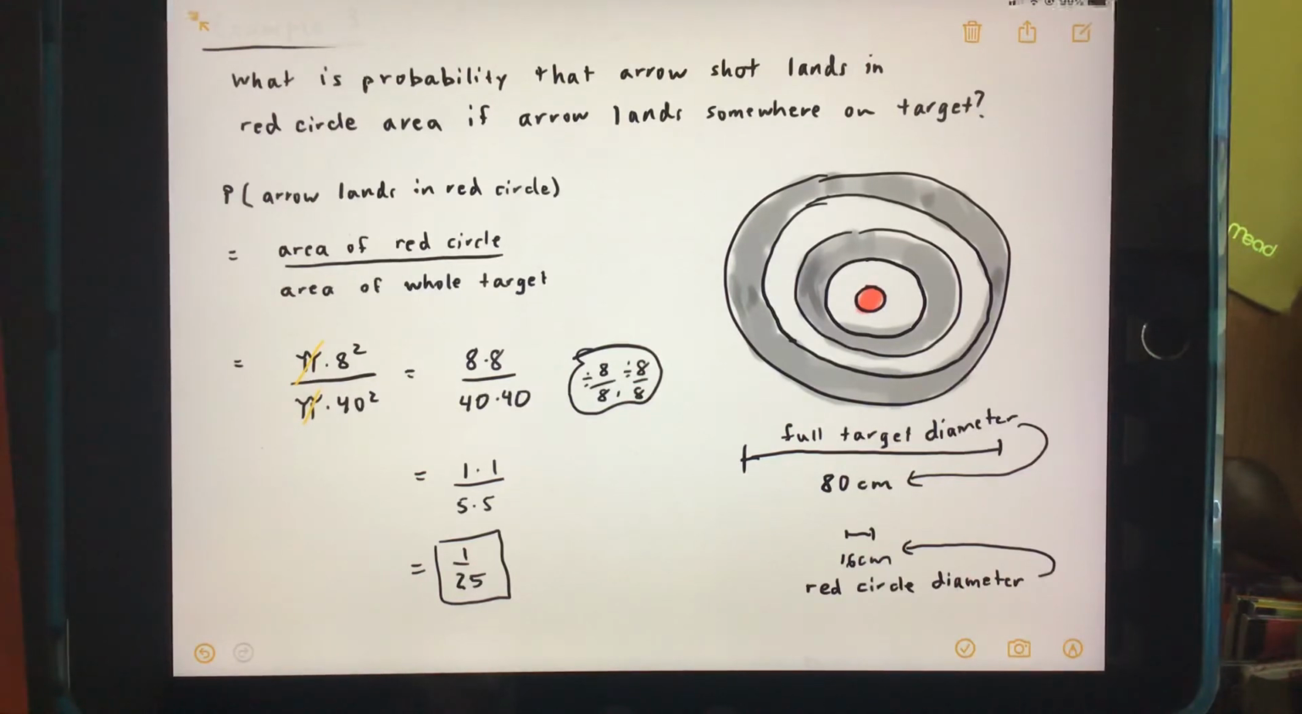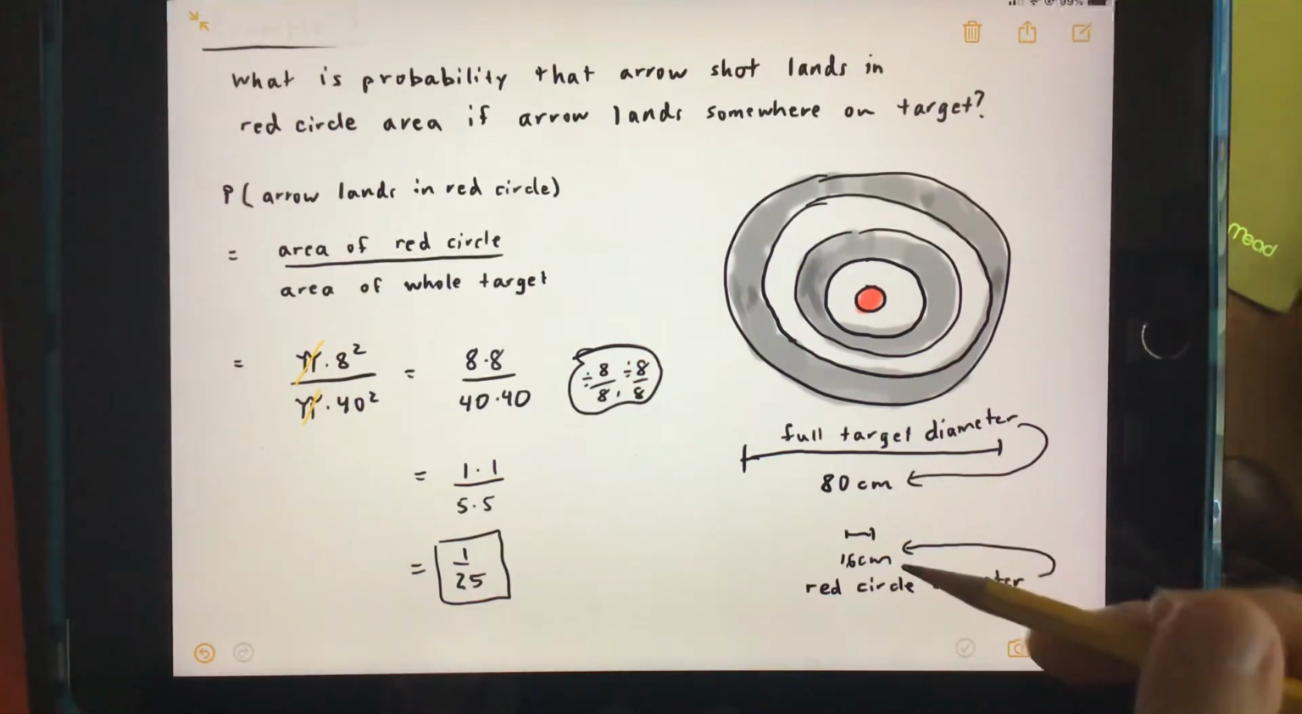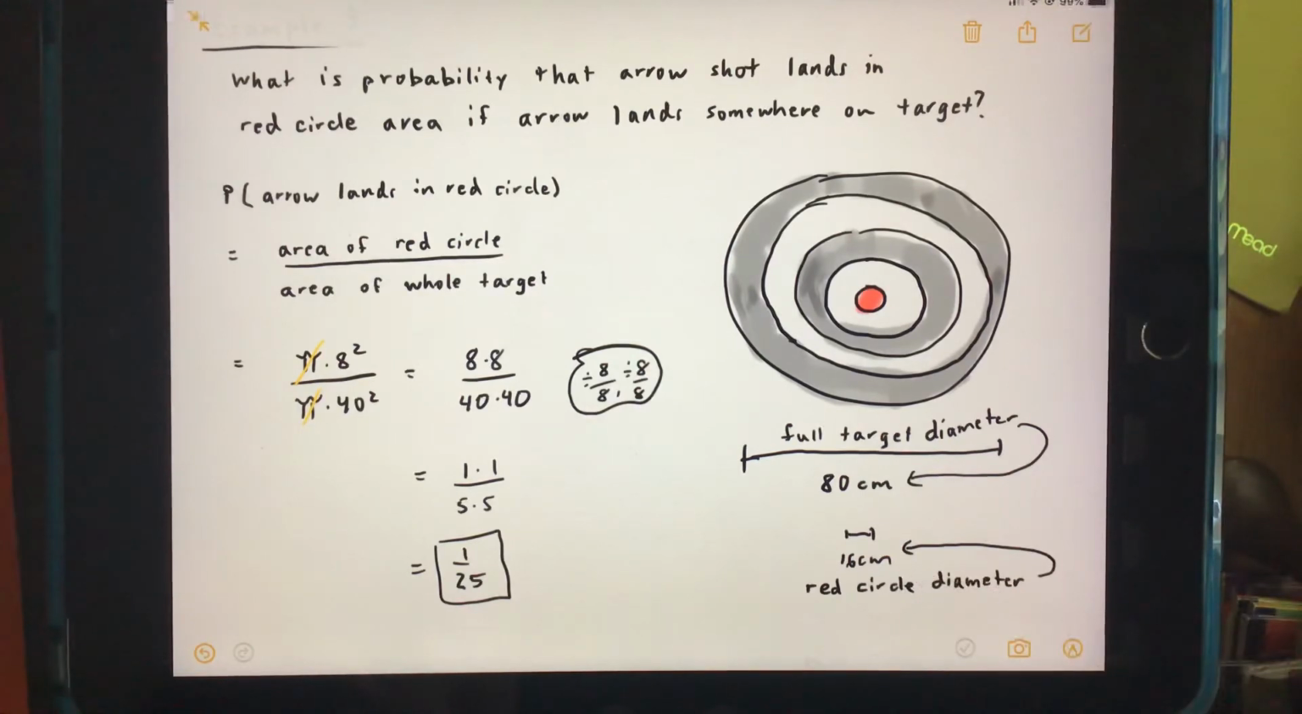That's going to be important in a minute. And the red circle will have a radius of 8. So remember, the radius is always half of the diameter. So half of 80 is 40, half of 16 is 8. All right, to figure out the probability of that arrow landing in that red circle, if it could land equally in any place on that target, because the person isn't very good at shooting that arrow yet.